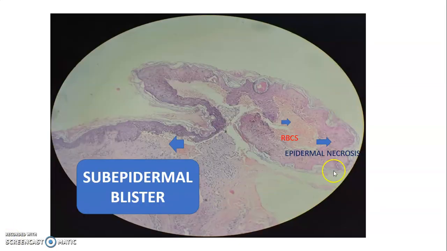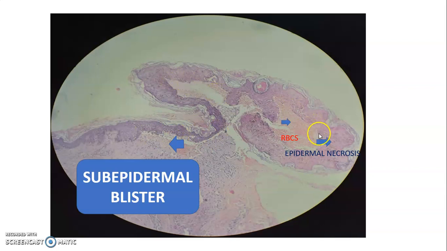This is the low power microphotograph of histopathology of Stevens-Johnson syndrome. This is the skin biopsy. This is the epidermis. And below there is a blister, a subepidermal blister or bulla formation.